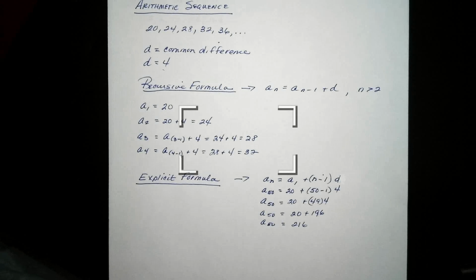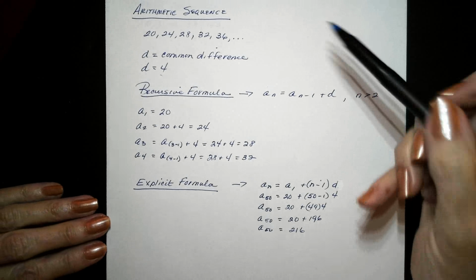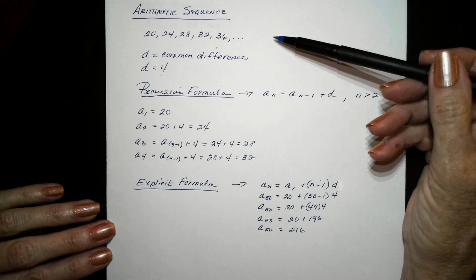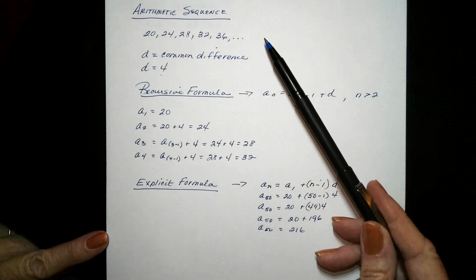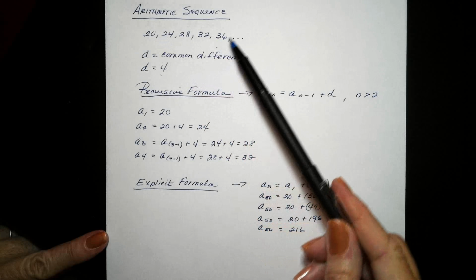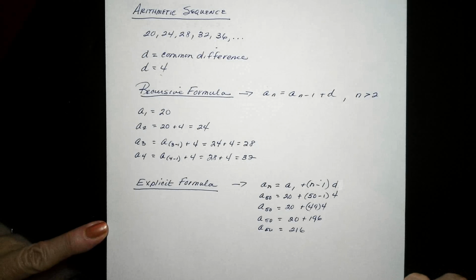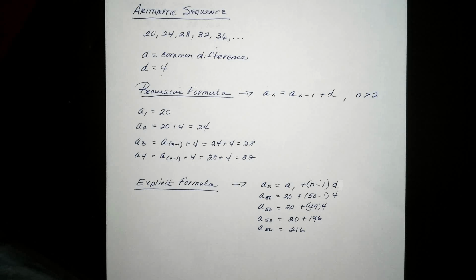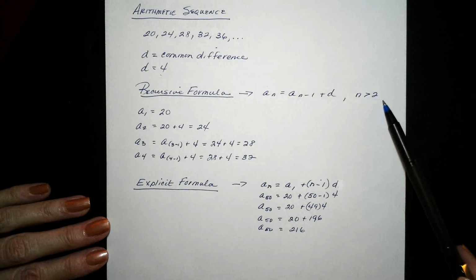Okay, for those of you who missed class because of testing, we did a little review on arithmetic sequences. And if you recall, if I have a sequence such as the one showing here, 20, 24, 28, 32, 36, etc., I know this is an arithmetic sequence because to go from one term to the next, I'm going up by 4 each time. And we call that a common difference, and we designate a common difference with the letter d. The recursive formula for a common difference is a_n equals a_(n-1) plus d, where n is greater than 2.